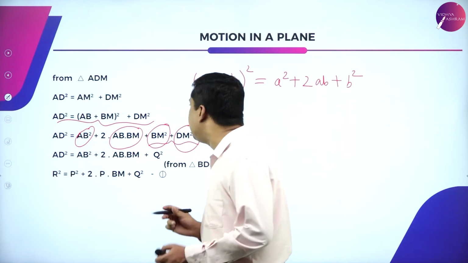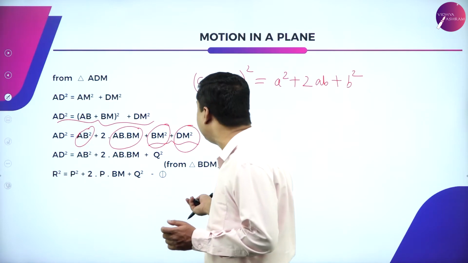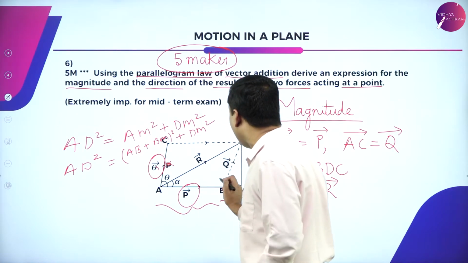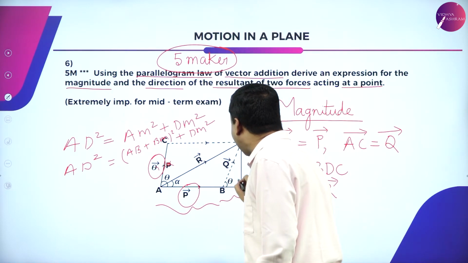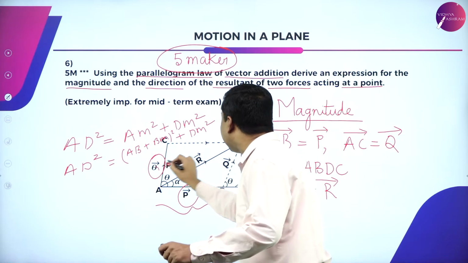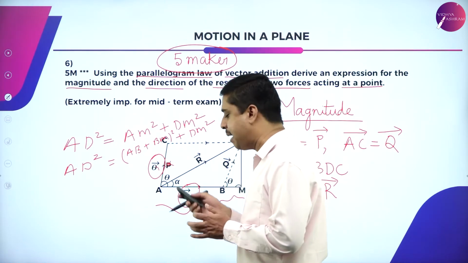Now observe what is BM square plus DM square from the diagram. So BM square plus DM square is Q square. Opposite sides of a parallelogram are the same.